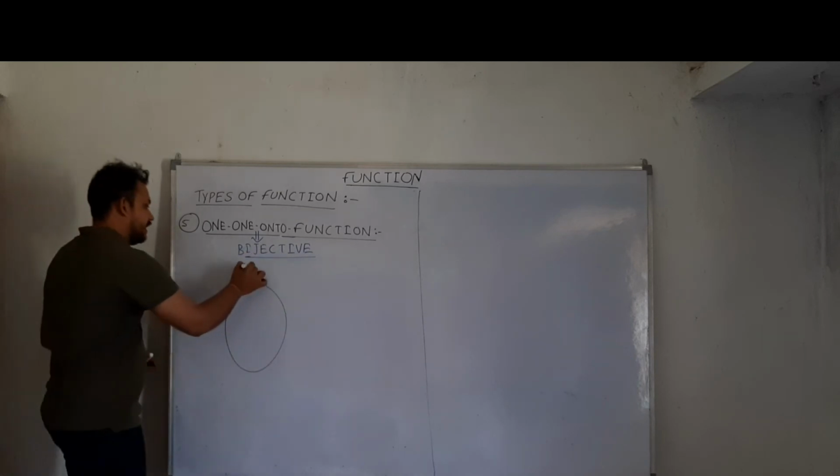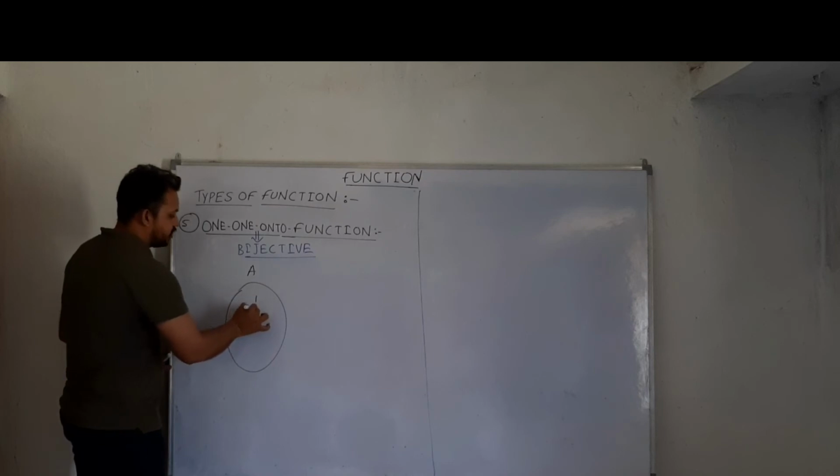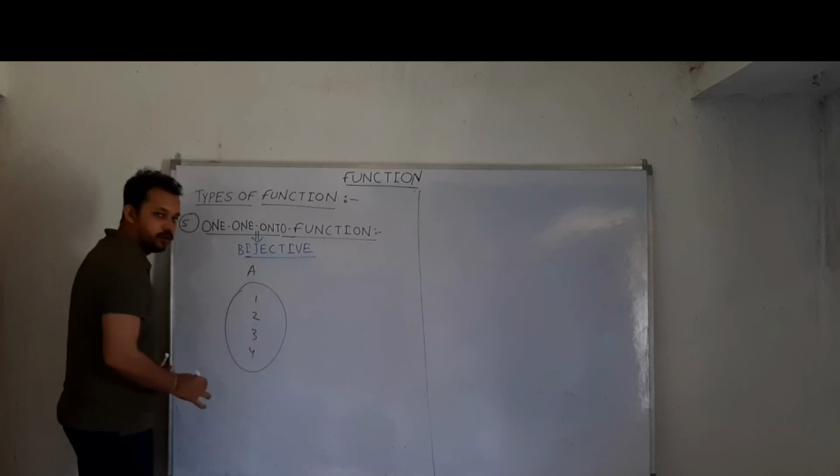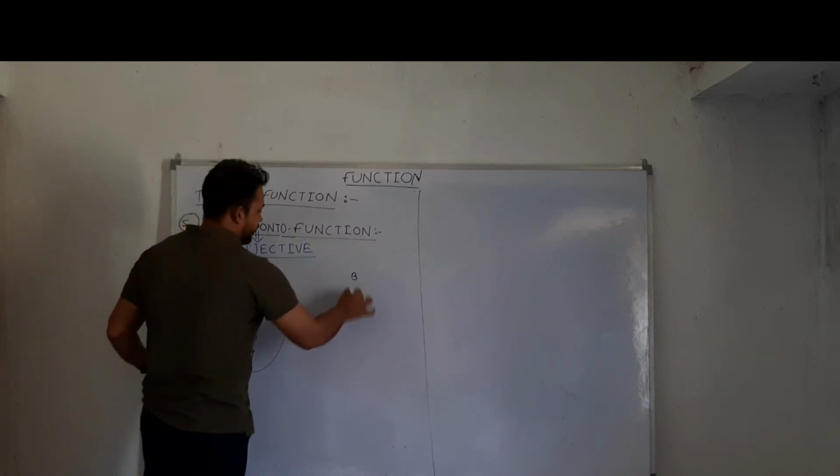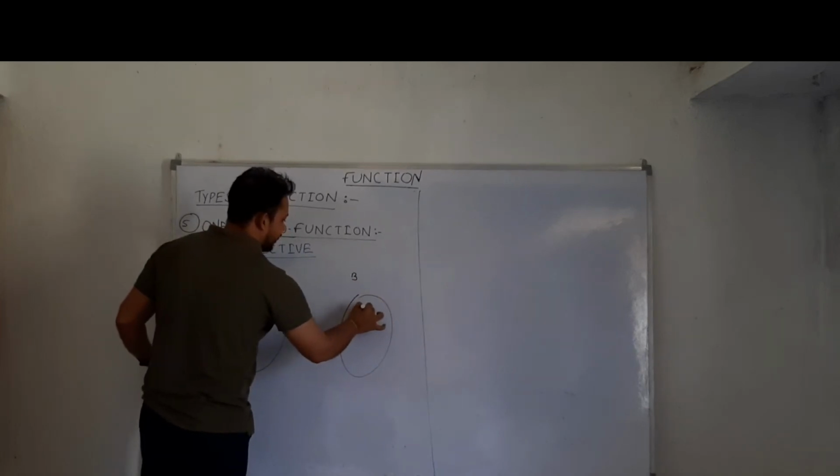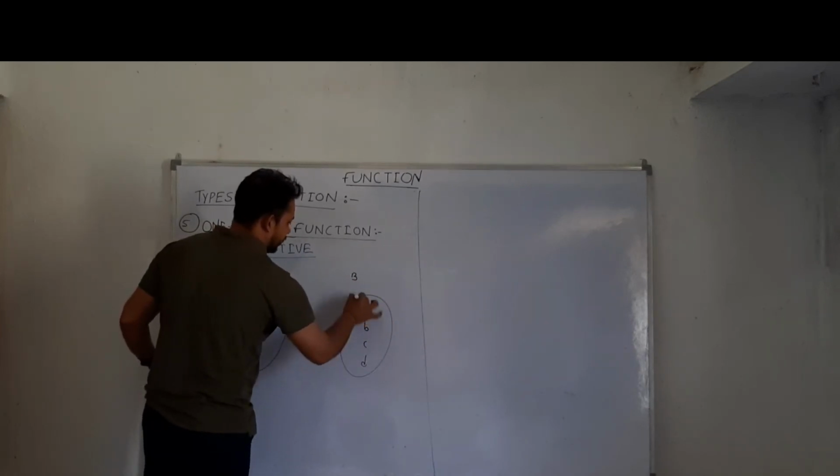For a set A whose elements are 1, 2, 3, 4, we have a set B whose elements are a, b, c, d.